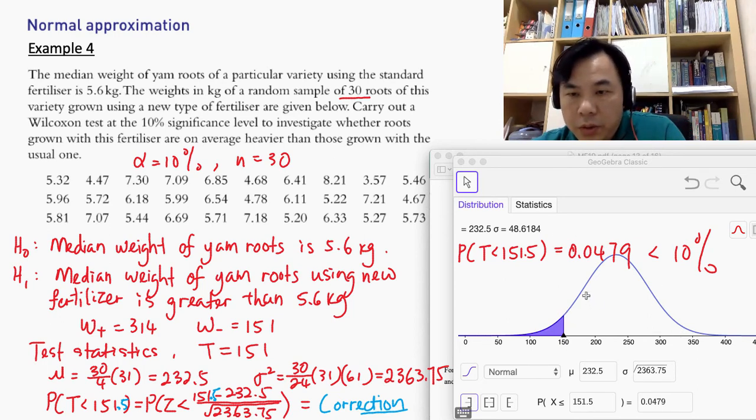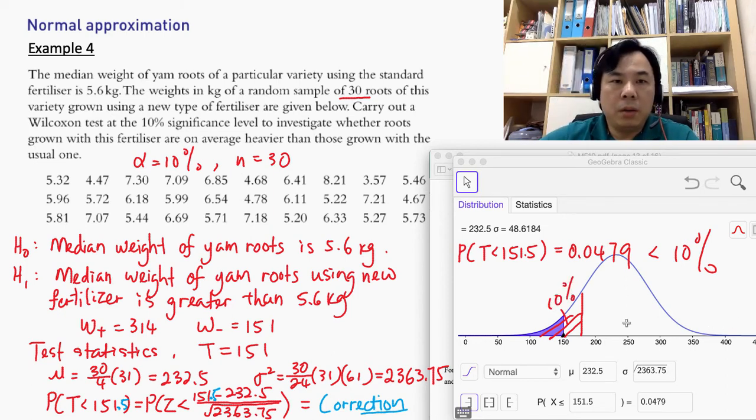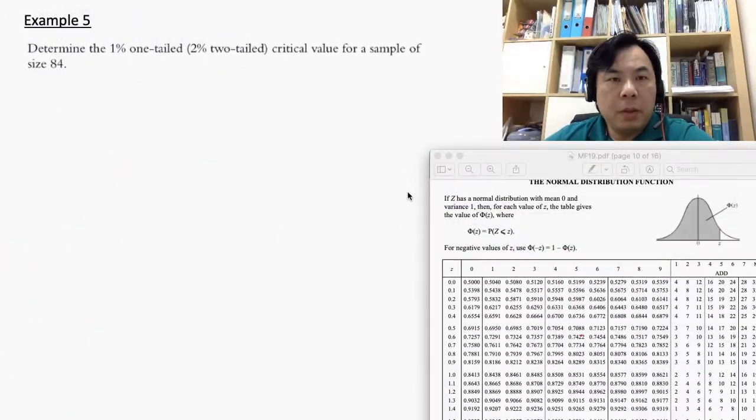So the rejection zone is 10%. Somewhere here, for instance, this is actually 10%. All right. So therefore, we have sufficient evidence to reject the null hypothesis. So as a conclusion, the median weight of yam roots using the new fertilizer is greater than 5.6 kilogram. All right. Now I hope that is clear at this point. I'm going to move on to the next section shortly. Example number 5.